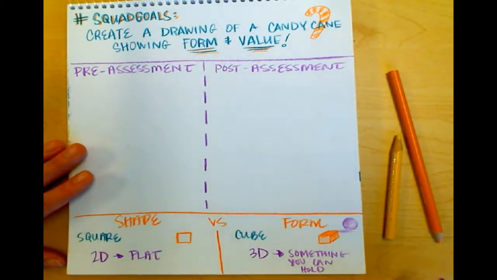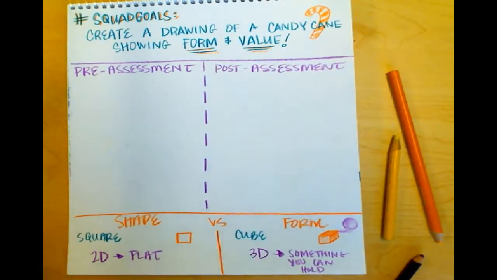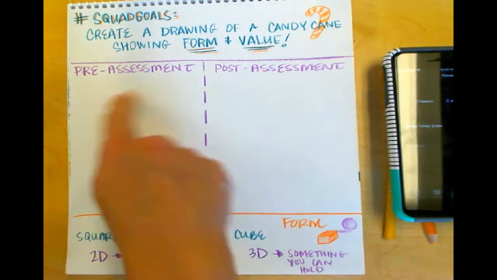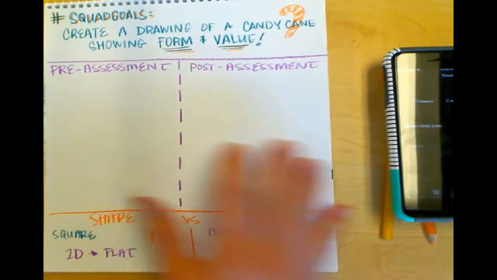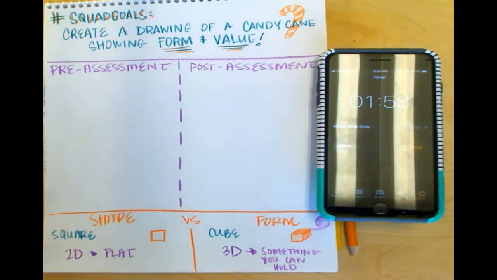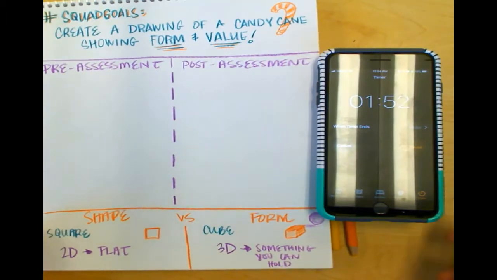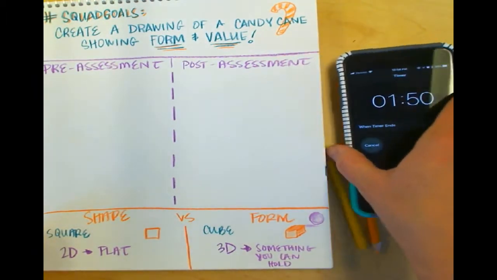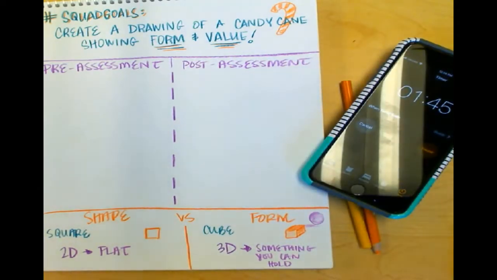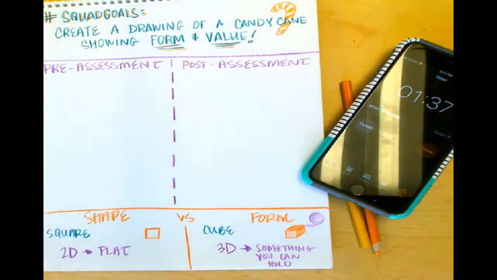So I'm going to set my timer for 2 minutes. And I want you to use 2 different colors of colored pencils to draw a candy cane on the left side in the pre-assessment. All right? So go ahead and begin. Draw the candy cane to the best of your ability, and then we will do it all together.